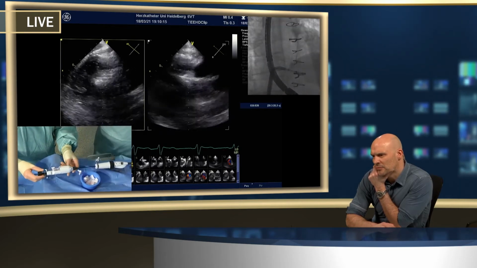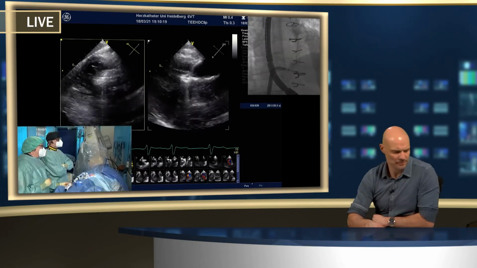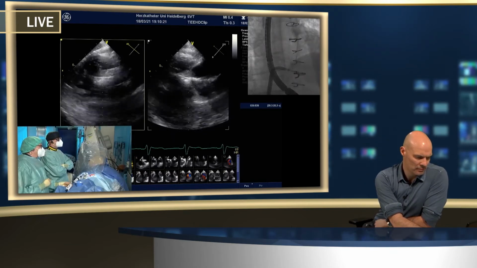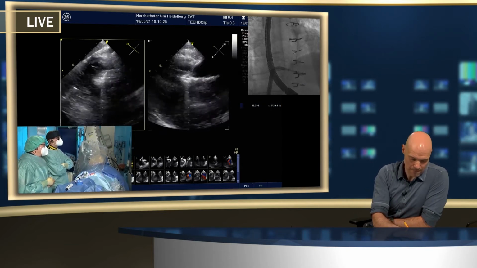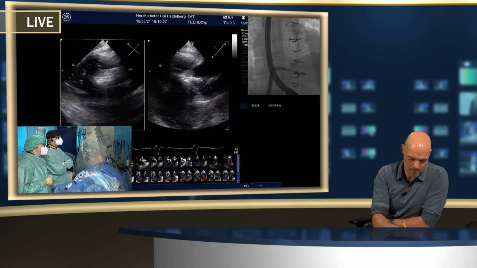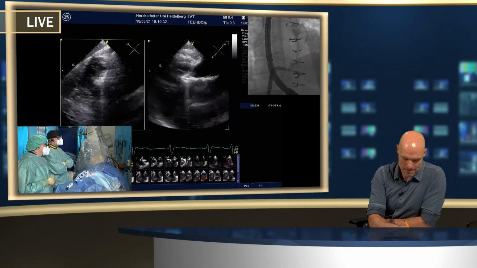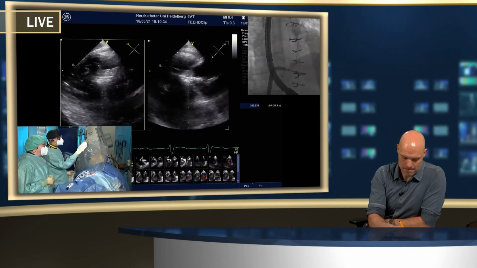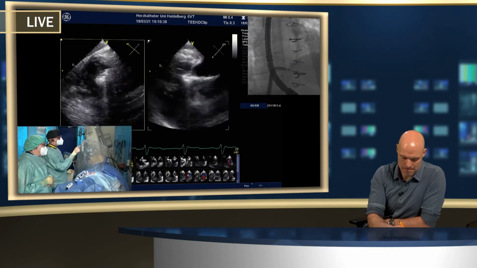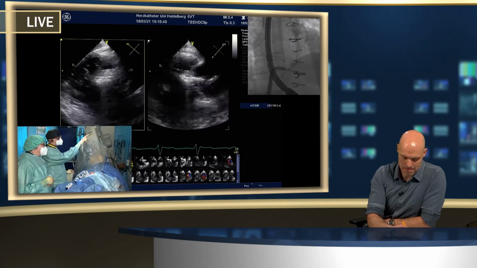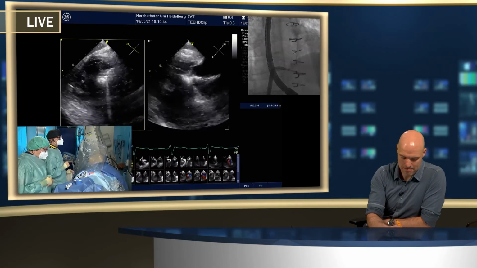So for the cases we did, I would say that around 40% of the cases we use one device, 60% we use two devices. In really rare cases we use more than that. I think one or two cases we use three devices. And usually we start, like in this case, with an anterior septal grasping.